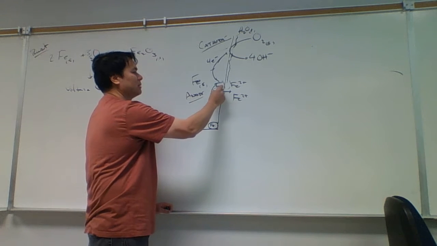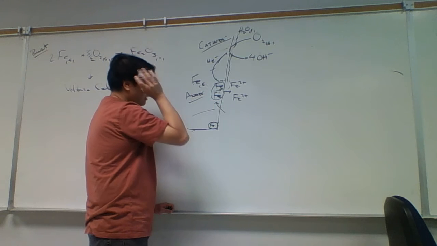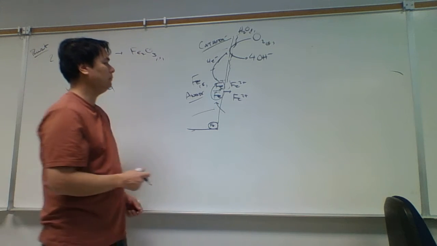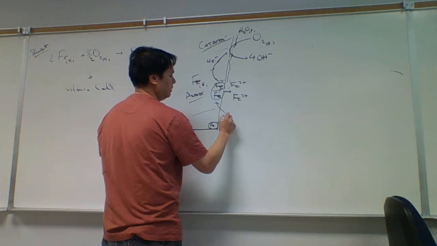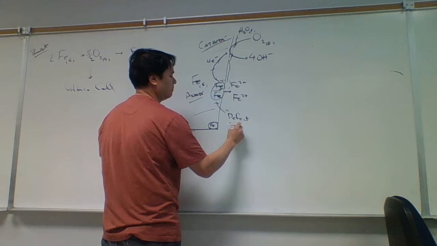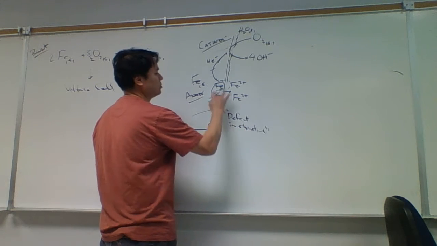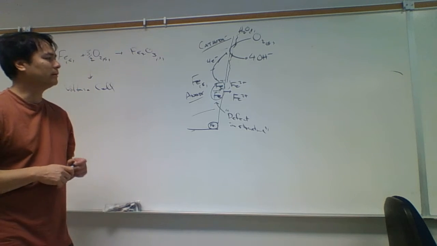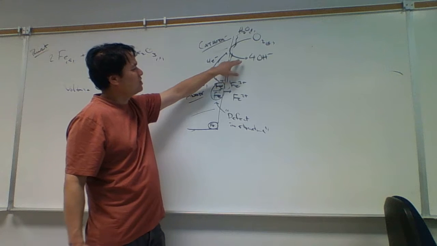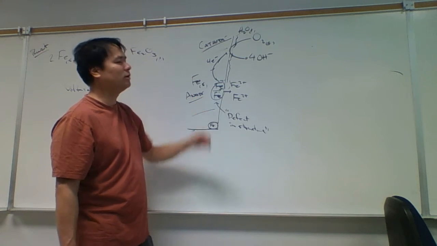But let's say there's some kind of defect in the structure here that causes these irons to be less stable, although I didn't draw it. Anyway, this is what's going to happen: we're going to generate hydroxide at the cathode and iron 2 at the anode.